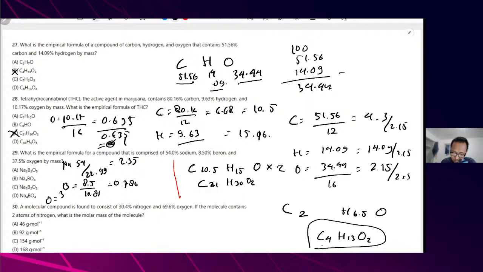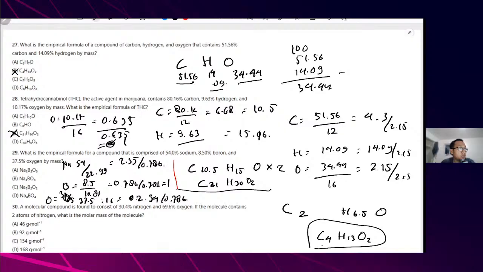Oxygen is 37.5 divided by 16, sorry, it should be 2.34. And then we need to do more calculation over here, because we need to use the lowest one. Which one is the lowest one? It's pretty easy. The lowest one is 0.786, so boron should be 1.